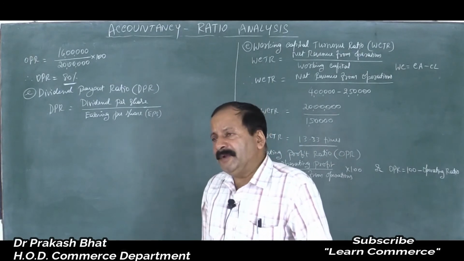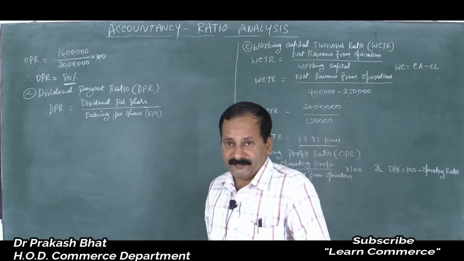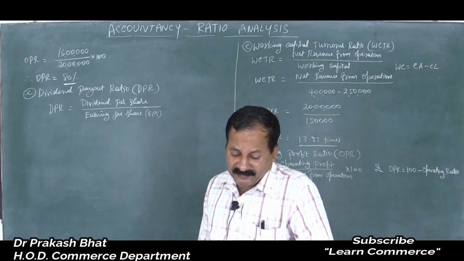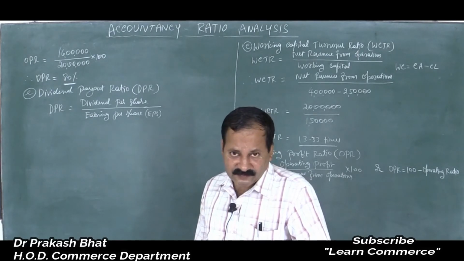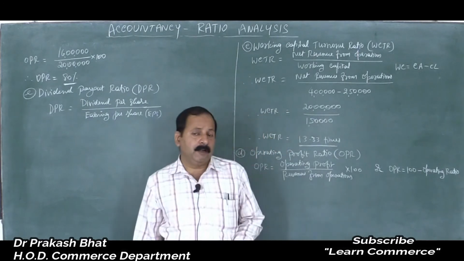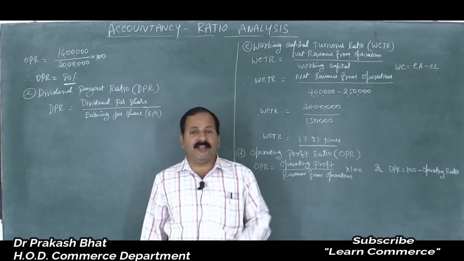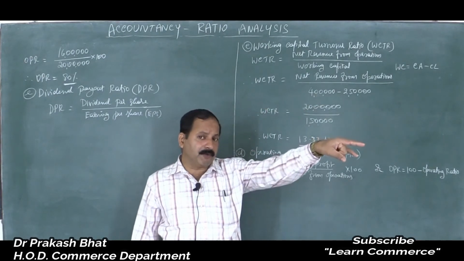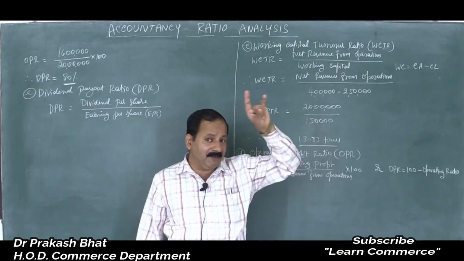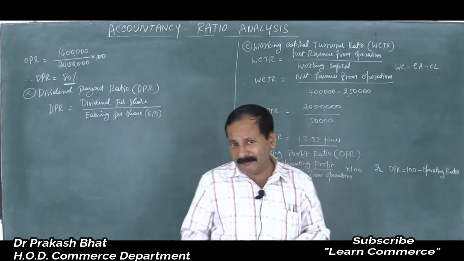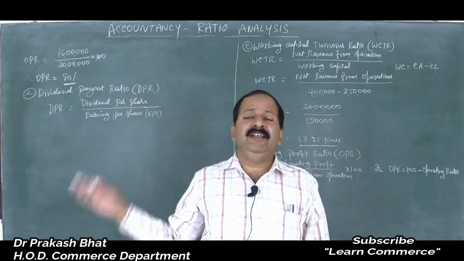See, dividend will be declared from the profit only, net profit. But net profit after tax is given, right? So PAT is given in the problem, net profit after tax. This is the amount available for distribution among the shareholders. But there is preference share, am I correct? So you have to give priority to the preference shareholders. You have to pay the interest on the preference shares first. Then whatever remains, that should be distributed among the equity shareholders.